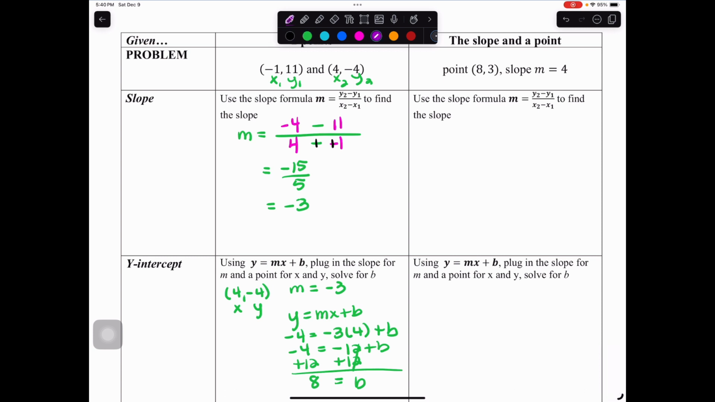The last scenario you may run into is the slope and a point. So they gave us the point 8, 3. We know that's a solution. That's an x and a y. And they already told us the slope is 4. So when it comes to finding the slope, it's already determined.